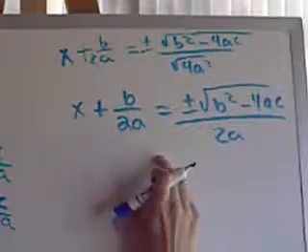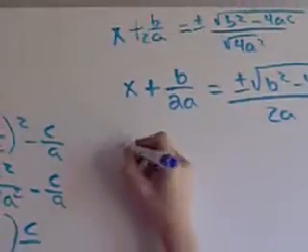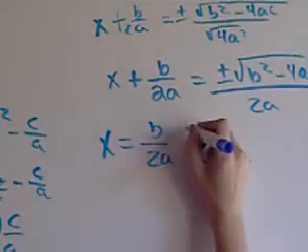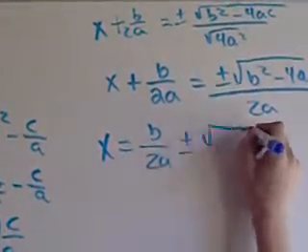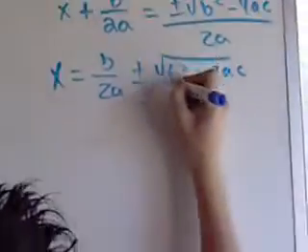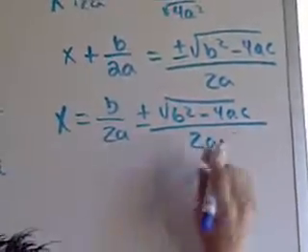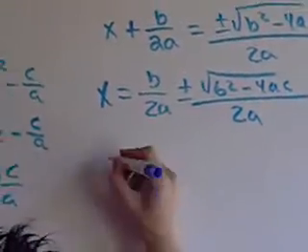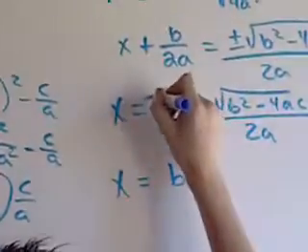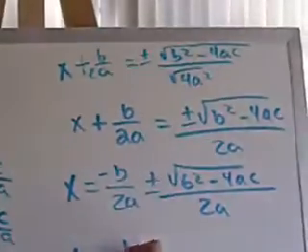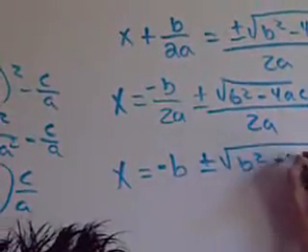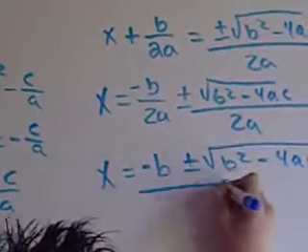Now I'm going to subtract b over 2a from both sides. So x is going to be equal to minus b over 2a plus or minus the square root of b squared minus 4ac divided by 2a. Now since they have a common denominator, you have that x is equal to b. Oh, I'm sorry, this was a minus b because I did a subtraction on both sides. This is minus b plus or minus the square root of b squared minus 4ac, all of that divided by 2a.